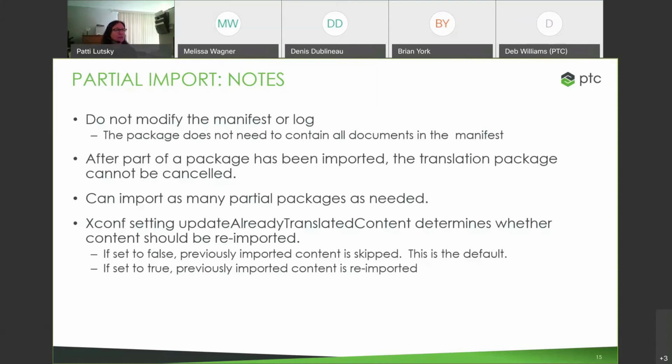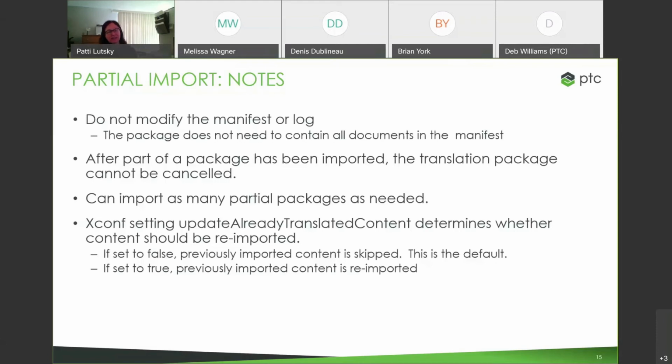Now, one thing to note is that if you import part of a package, then that package is no longer available to be canceled. You can only cancel a translation package if you have not imported any of its content. You can do more than 2. My example showed 2, but there can be as many partial packages as you need in order to get all the content into Windchill.